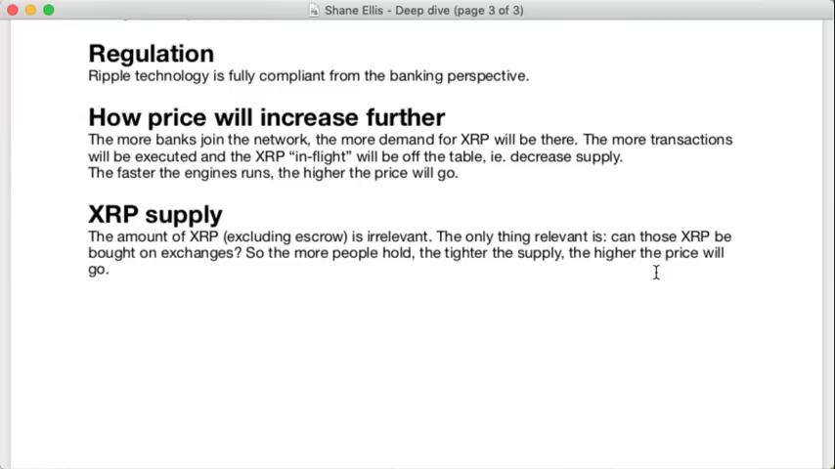So think of that whole mechanism. The faster the engine runs, the more banks, the more transactions, the more volume goes through, the higher the price will go. And I repeat it, Shane himself said $1,000 per XRP is nothing. Nothing. And I think in a not too distant time from now we will definitely see $10,000.